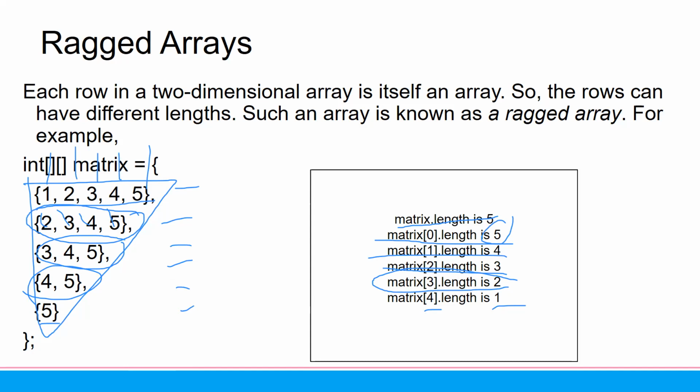But the difference is not always decreasing like this one. It can be something like, maybe in matrix 3 the size is 5. That's also possible. In matrix 4, maybe the size is 9. That is also possible. So we call this a ragged array because the rows can have different lengths.